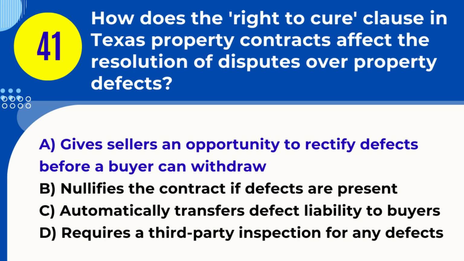Answer: A. Gives sellers an opportunity to rectify defects before a buyer can withdraw. Explanation: in Texas, the right to cure clause in property contracts allows sellers the opportunity to rectify or repair defects within a specified time frame before the buyer can withdraw from the contract or seek other remedies. This clause aims to resolve disputes amicably and efficiently.